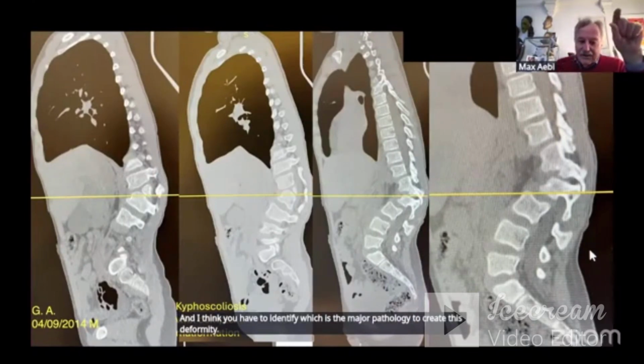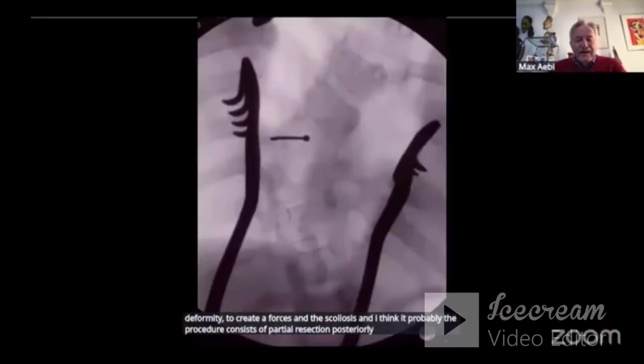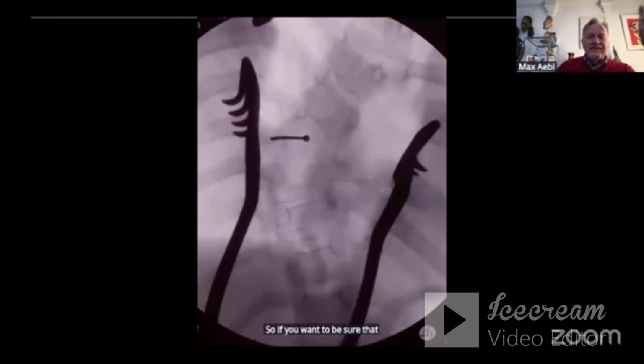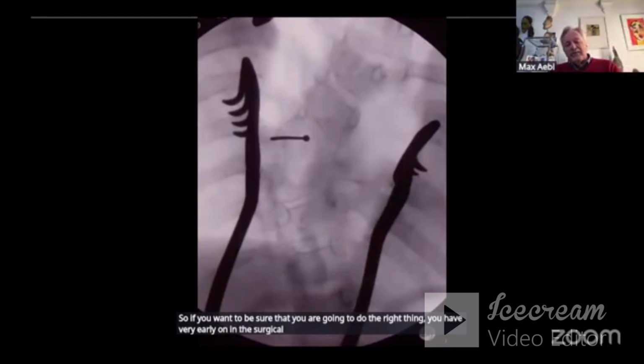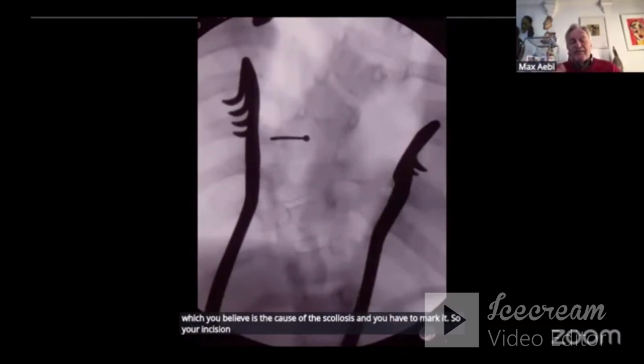The major pathology creates the deformity, a kyphosis and a scoliosis. And I think the procedure probably consists of partial resection posteriorly and the resection of the hemivertebra. If you want to be sure that you are going to do the right thing, very early on in the surgical procedure you have to identify the hemivertebra which you believe is the cause of the scoliosis, and you have to mark it. So your incision or your preparation may depend on that.